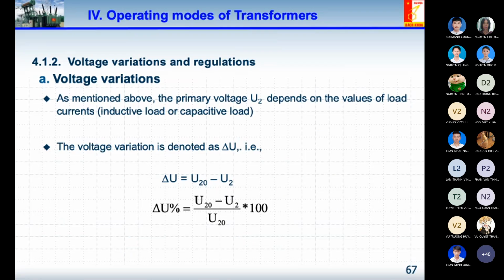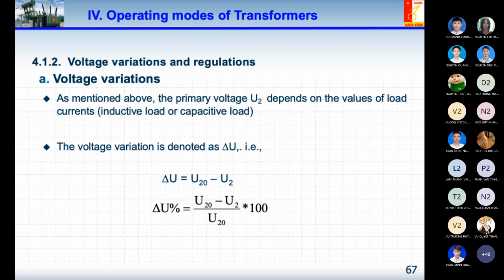For this part, first of all, I would like to show you the voltage variations. As mentioned above, the secondary voltage is denoted by U2. You know this concept already. This voltage depends on the value of the load current, which can be an inductive load or a capacitive load, depending on the application of the transformer in practice.